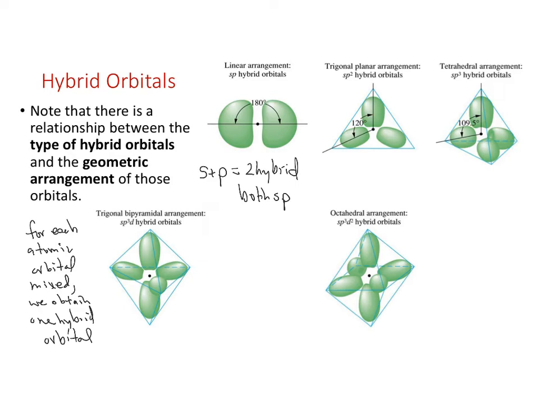If I'm trigonal planar geometry, I need 3 electron domains. I need 3 hybrid orbitals, so I'd have to mix together 3 atomic orbitals, s plus 2 different p orbitals, and that would give me 3 hybrid orbitals that are all sp2. So approximately 33% of an s orbital and about 66% of a p orbital.